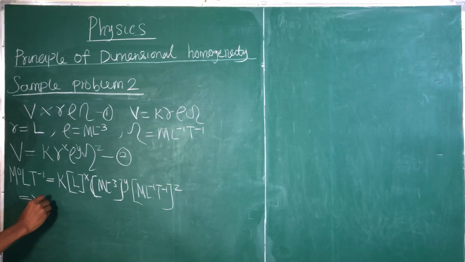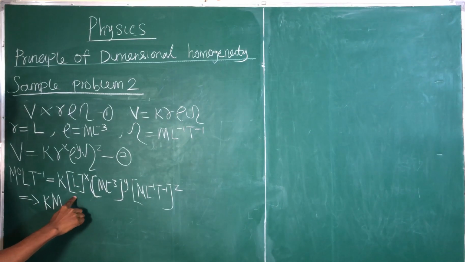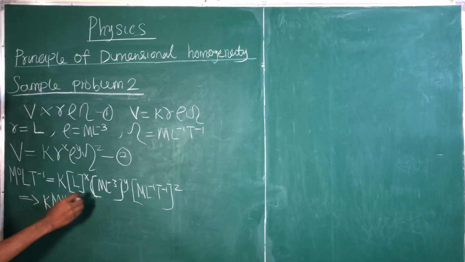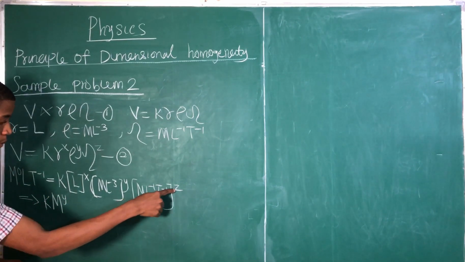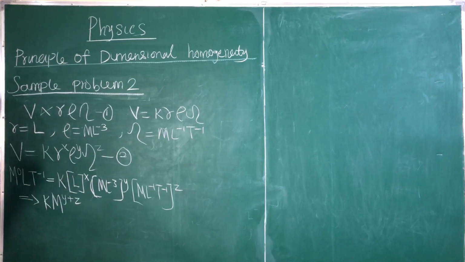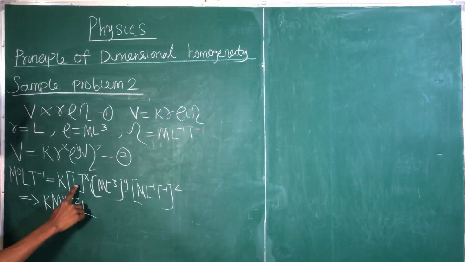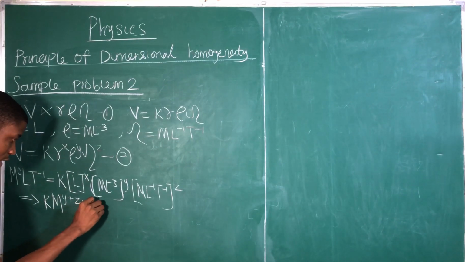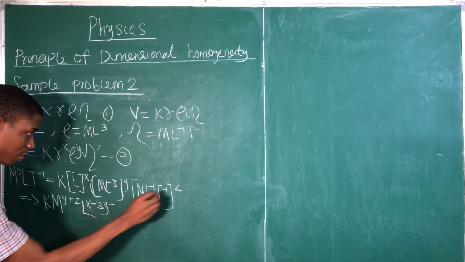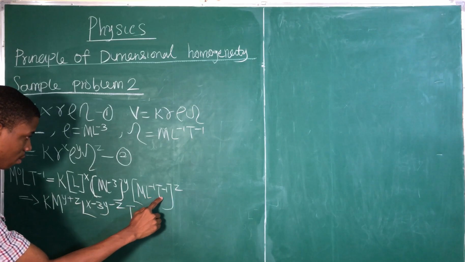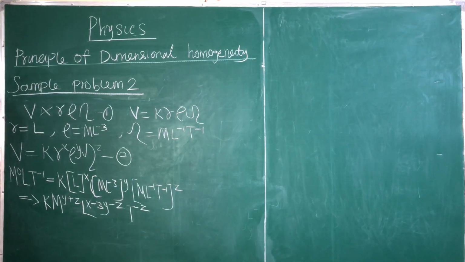So we have k. Let's go with M first: M raised to power y, and M raised to power z, so we have M^(y+z). We explained that in our video. If you don't understand these concepts, go back to the first video on dimensional analysis, sample problem 1. Next we have L: L raised to power x, L^-3y, and L^-z. The last is time, T^-z. So this is the concept.